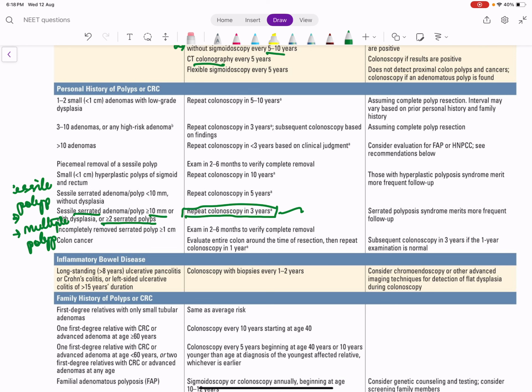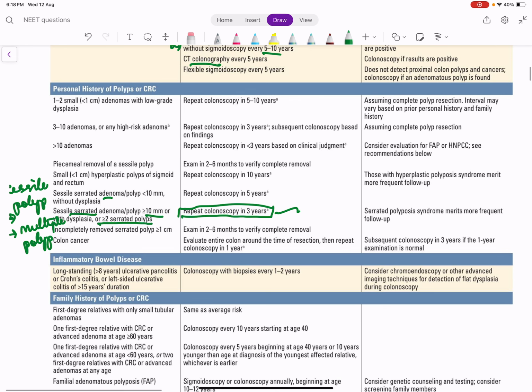Suppose the risk is medium. There is a sessile polyp, but the size is small, then we have to do colonoscopy every 10 years. Small polyps and pedunculated polyps have very little risk of malignant transformation. So for them, colonoscopy every 10 years is enough.